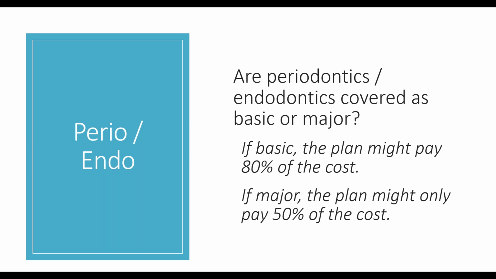And so in that case, it might make sense to cover perio and endo as a major service to keep the premium down a little bit. If it's a higher annual maximum benefit, then the member is less likely to hit their benefit amount. And so covering perio and endo as basic might make more sense because the insurance company pays more and the member is going to be left with less out of pocket.